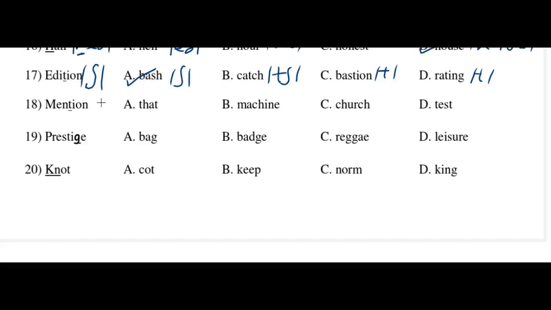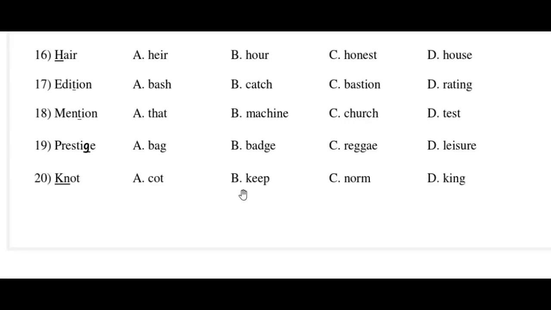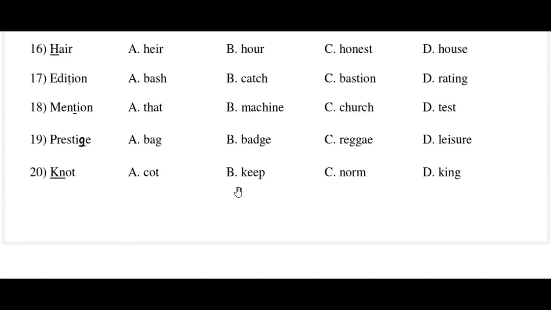18, we have mention. The consonant underlined is sh. Option A, we have that. B, machine, sh. Option C, church, that's ch. Then option D, test. So the one that has sh is machine, B, and that makes option B the correct answer. So we have question 19.